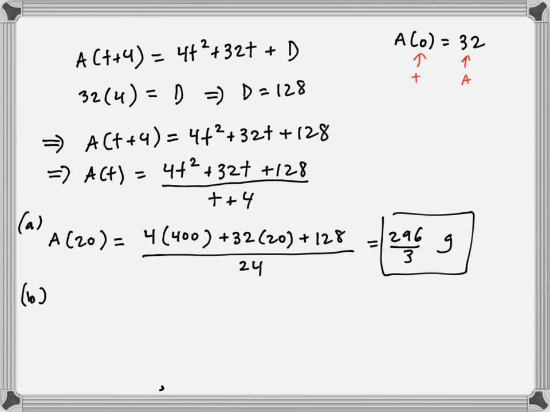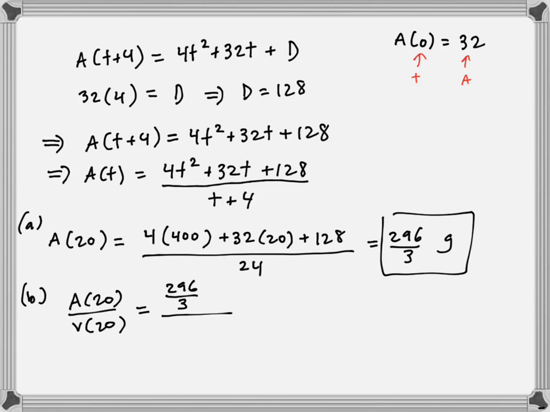Now, what about part B? Part B asks us what the concentration of the tank is after 20 minutes. So this means that we want to do A of 20 divided by V of 20, right? This is going to be the concentration after 20 minutes. What does this give us? Well, A of 20 is 296 over 3. What's V of 20? Remember, V of T was 2T plus 8.